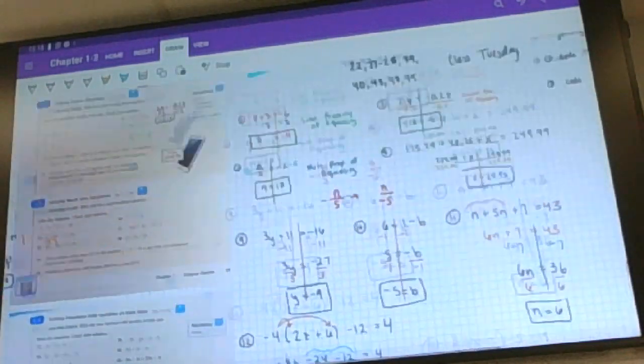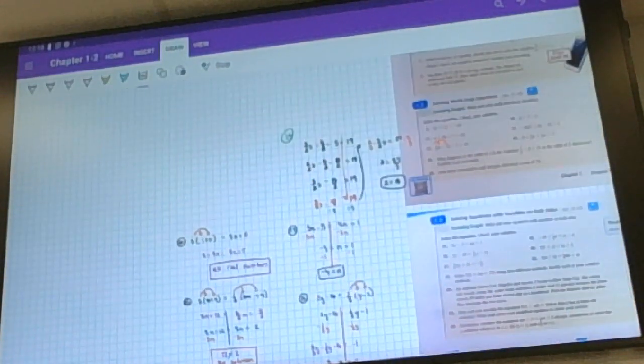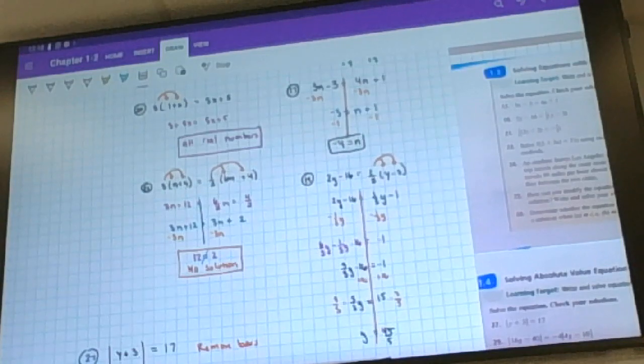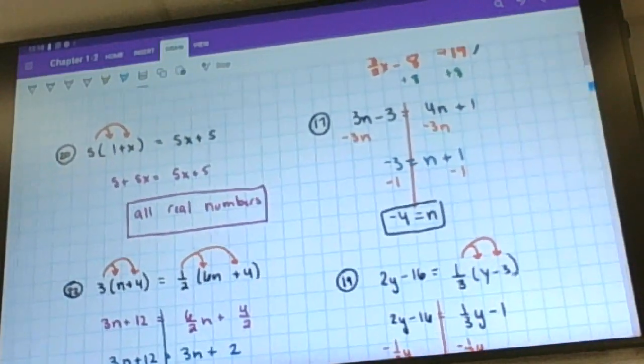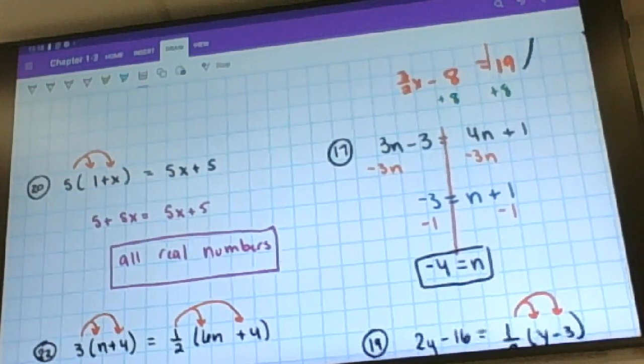All right, what's after number 13? 17. Here's 17 and 20.